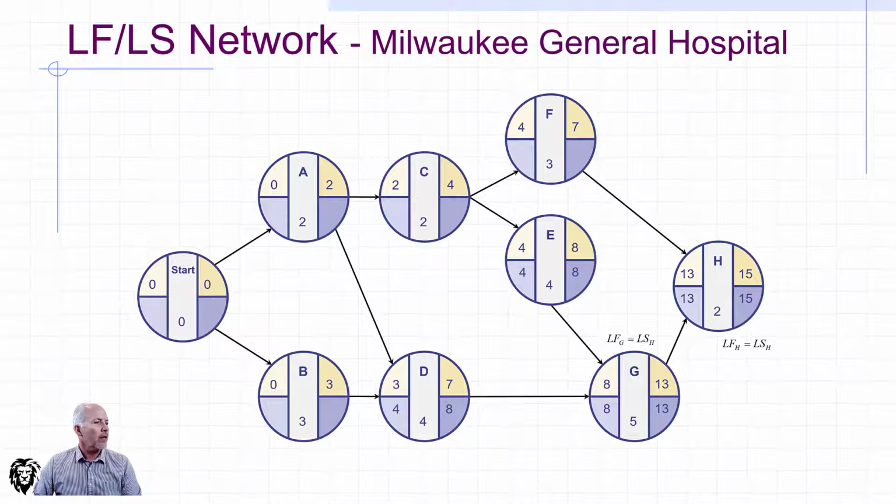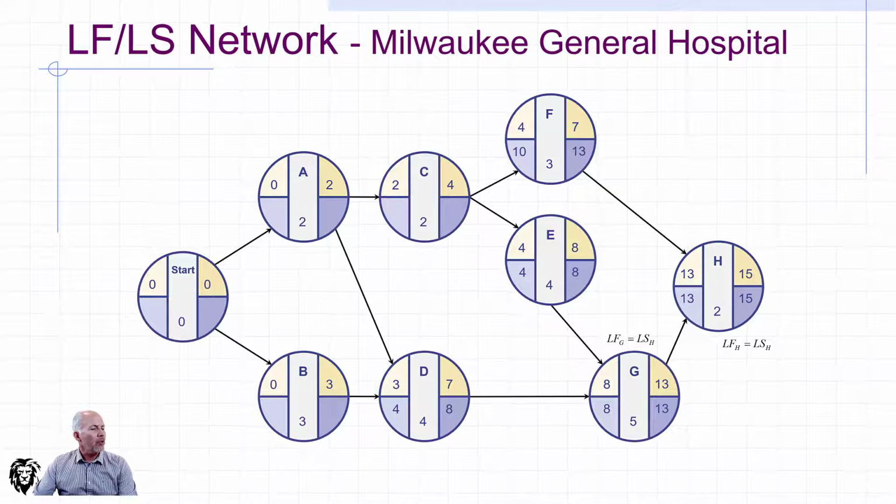We need to work the upper part of the diagram. So let's look at activity F. In this case, we have a single successor. So we have 13 at its latest start. And so we'll bring that up to the latest finish of F, subtract its activity time, and we get a 10 for its latest start.